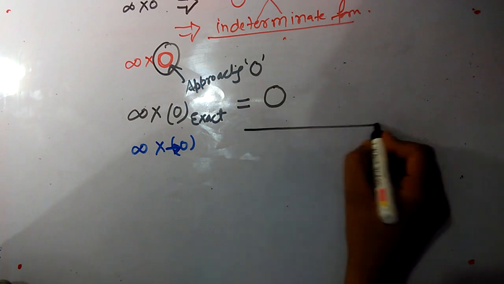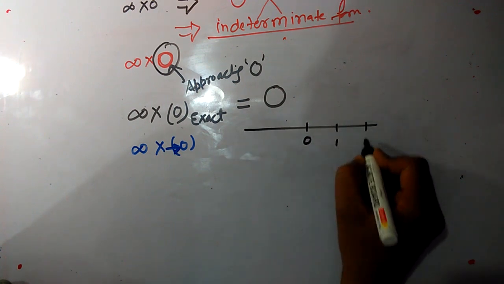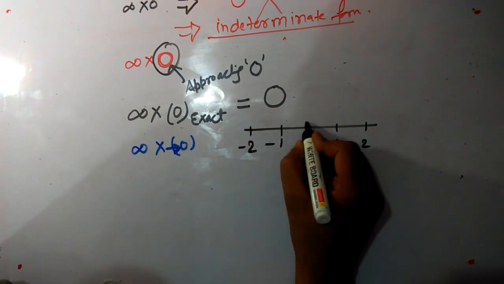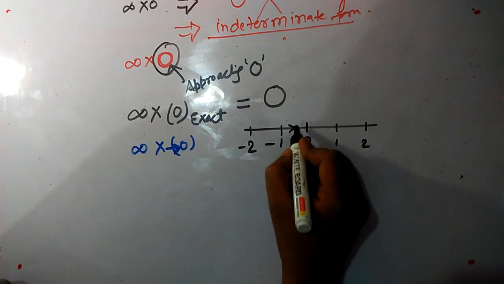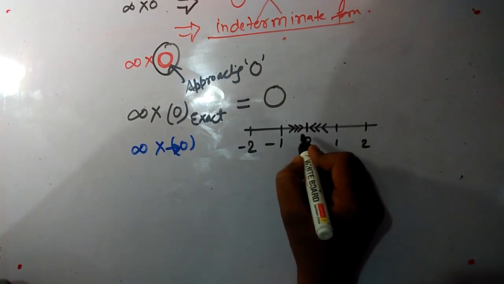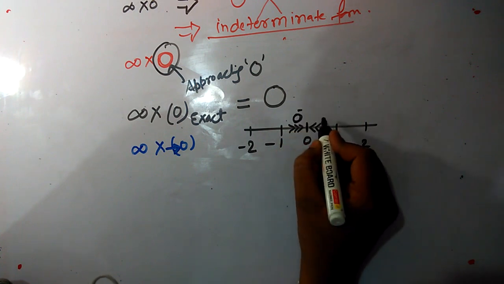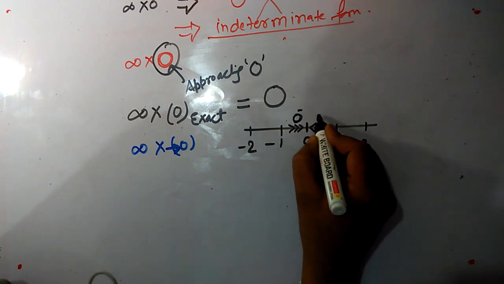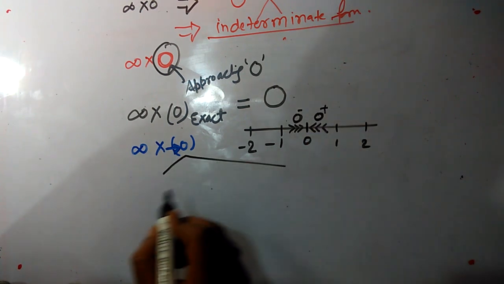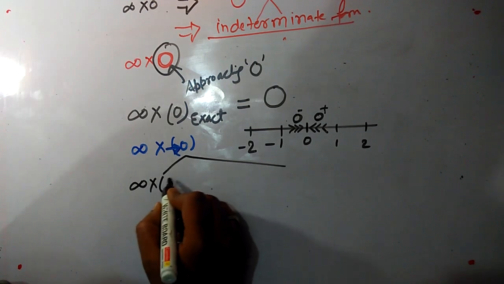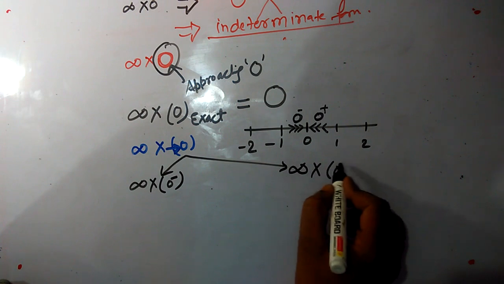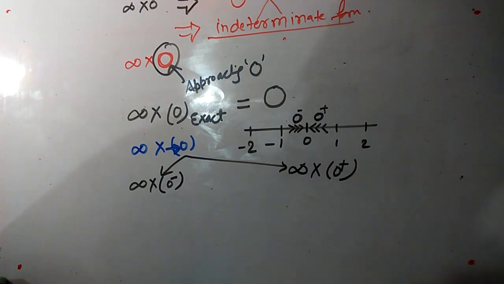Let us go to the number line, 0, 1, 2, minus 1, minus 2. I can approach my 0 in two ways, either from the left side or from the right side. If I approach from the left side, it will be called 0 minus, and if I approach from the right side, it will be called 0 plus. So it will have two forms, either infinity into 0 minus or infinity into 0 plus. So what is the problem?